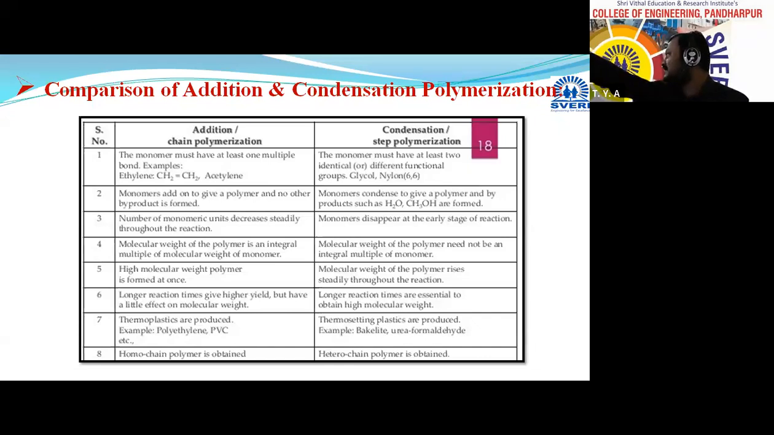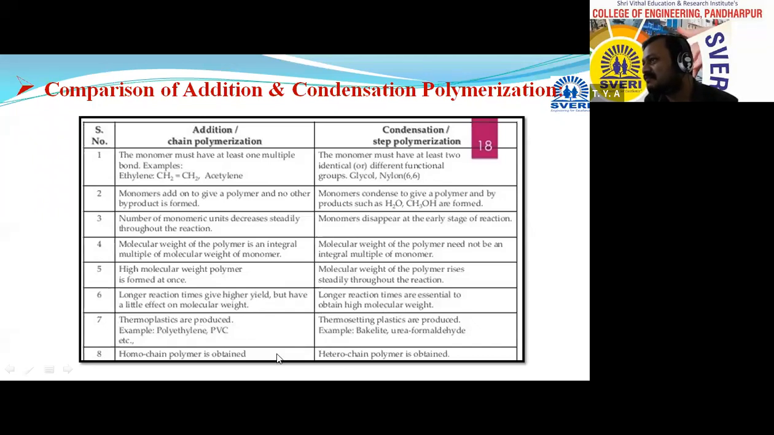In condensation, what will happen? Two different monomers will combine and a new type of structure is formed. Hence, for calculating molecular weight, you have to consider that newly formed polymer. Okay, and here you can consider the previous monomer weight directly. Okay, this point is the same, higher molecular weight.